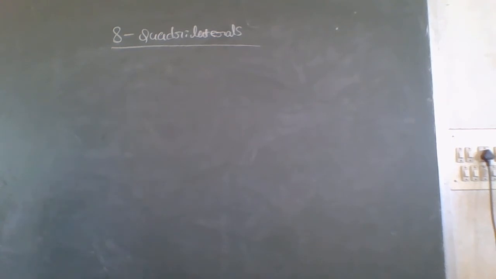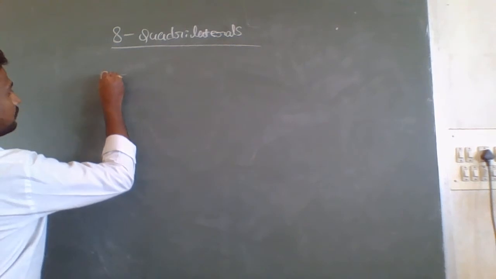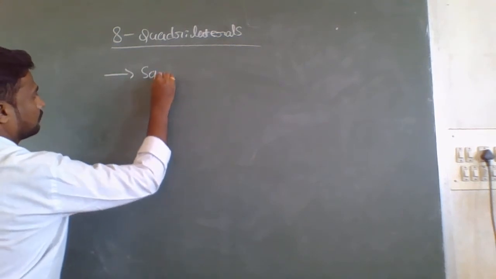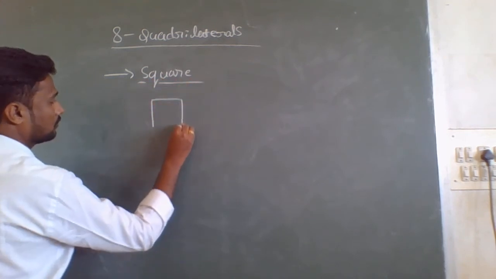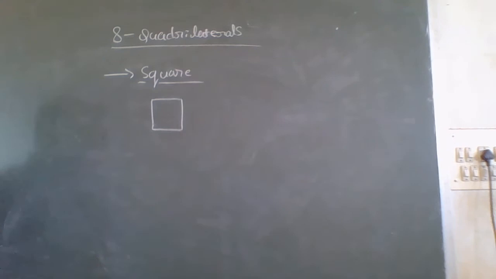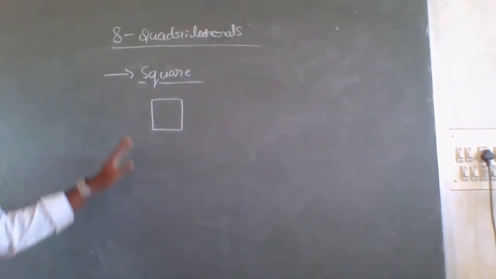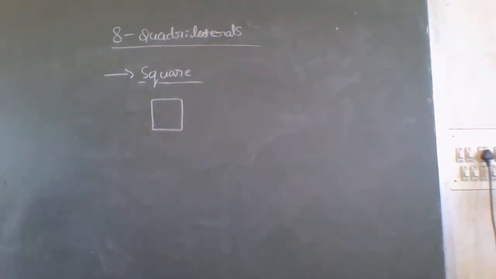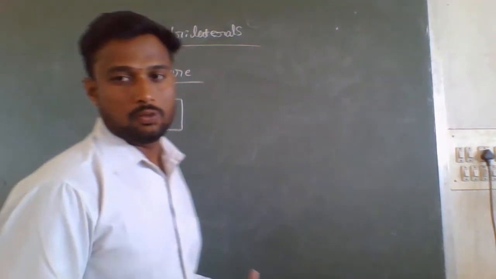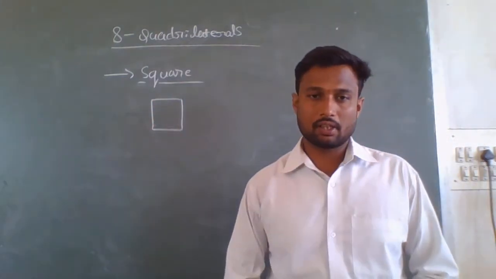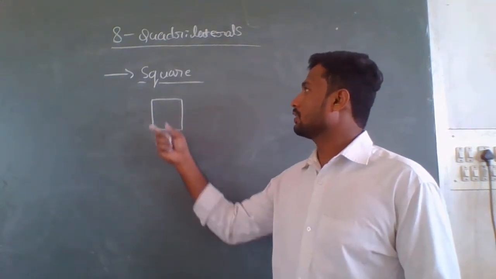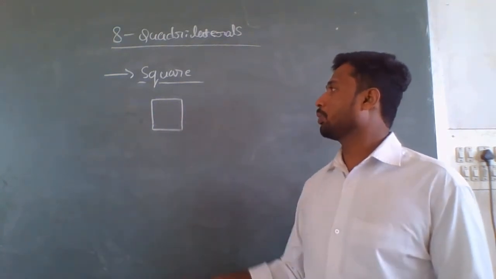Now another quadrilateral I will consider is the square. So what is a square? A square is a rectangle where all the sides are equal. What is the difference between a square and a rectangle? In a rectangle, only opposite sides are equal, but here, all the sides are equal in a square. Other than that, it has all the properties of a rectangle.